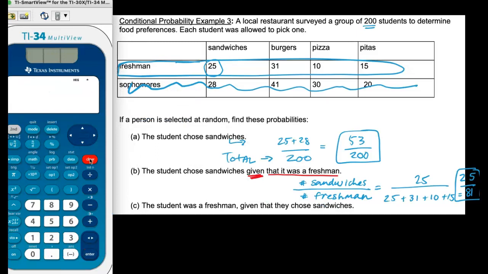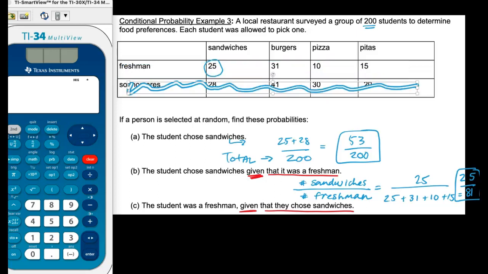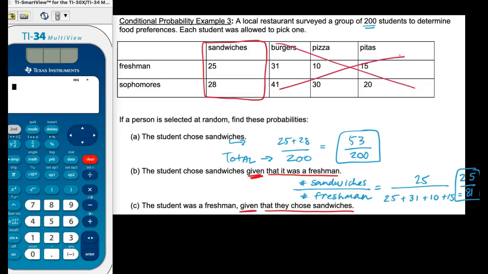Okay, so then last problem, we're looking for the probability that the student was a freshman given that they chose sandwiches. Okay, so I'm going to want to erase all of my notes from before, and I want to just look at the group that chose sandwiches. So if I look at just the sandwich group, we're looking at these, and we're not going to look at anything else. Okay, so the number of sandwiches is going to go in the denominator. So that's going to be 25 plus 28. Okay, so I add that together and I get 53.